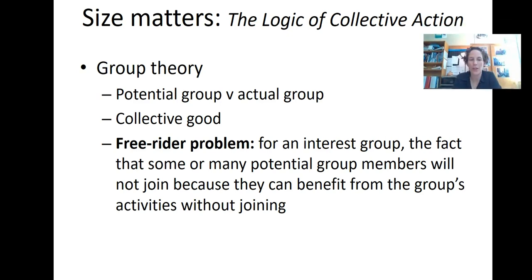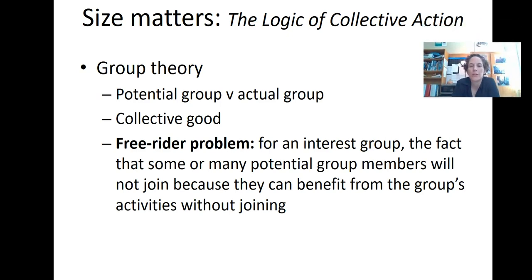Okay, group theory. So there is this theory out there by this economist Olson, and his theory is that small groups work better than large groups. And it's because ultimately of the free rider problem. So he says, if you want to look at the efficacy of a group, the power of a group, the smaller the group, the better, the more powerful it will be. And he says the problem is the free rider problem.